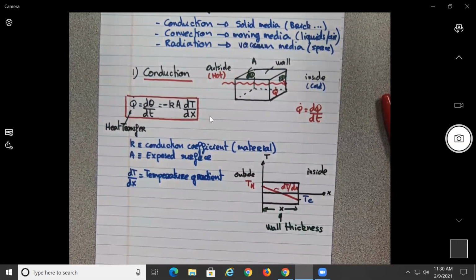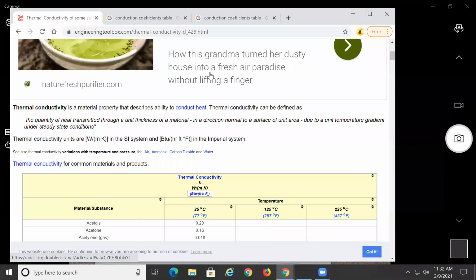So let's see now what is K. K is the conduction coefficient. So I'm going to pause the video for a second because I'm going to go online and find different values and then I restart the video. All right, so let's think about now the conduction coefficient, which is K over here. You see the unit should be watts per meter Kelvin. Okay, maybe I should add that now to the notes.